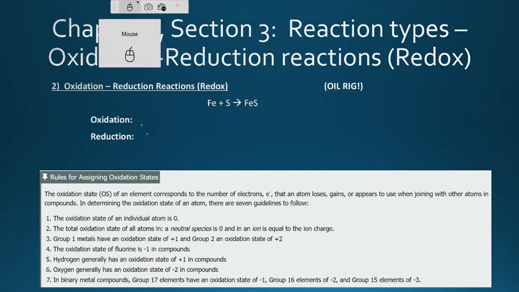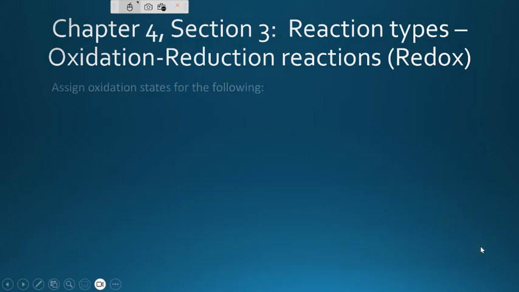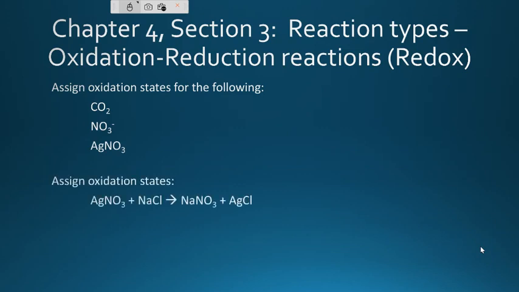And that's all you need to do for these beginning stages is just get comfortable with what's occurring within the compound. Okay, so let's practice that a little bit in terms of just assigning oxidation states, and then we'll take a look at it in action within the compound.